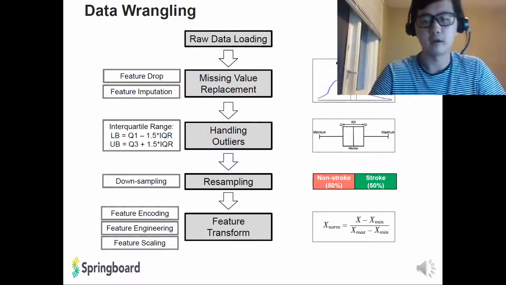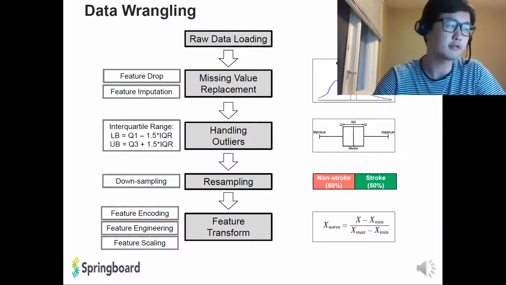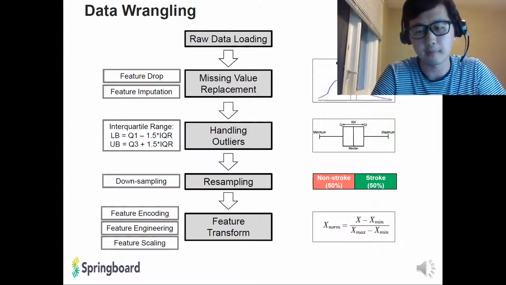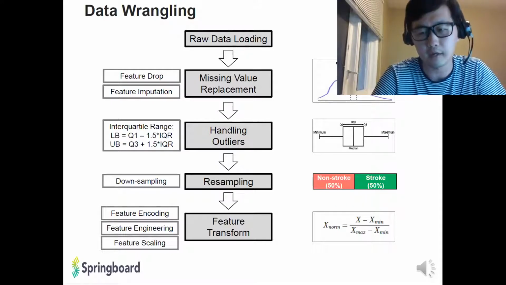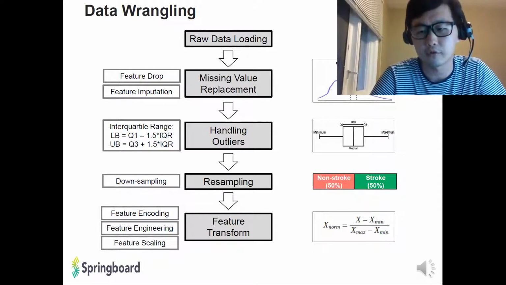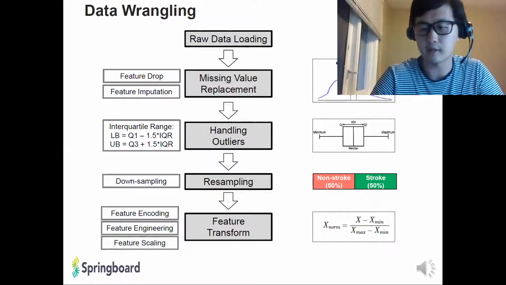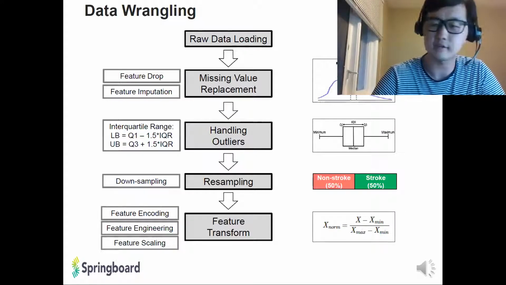And then we apply feature transformation. Feature transformation, in my definition, is divided into three subcategories. First, feature encoding, basically converting your categorical features into a numerical format that can be understood by your machine learning algorithm. Second, feature engineering: using an existing feature, I generate a new feature. And the last thing is feature scaling.